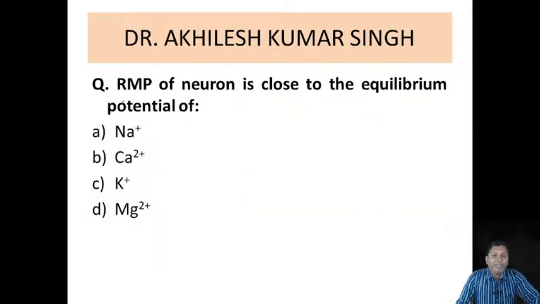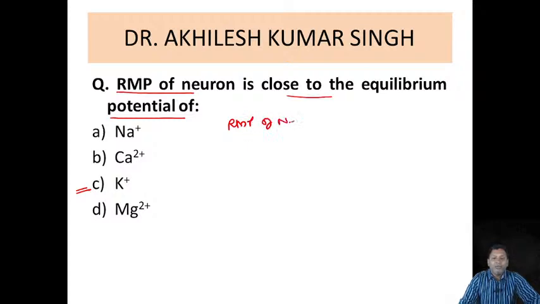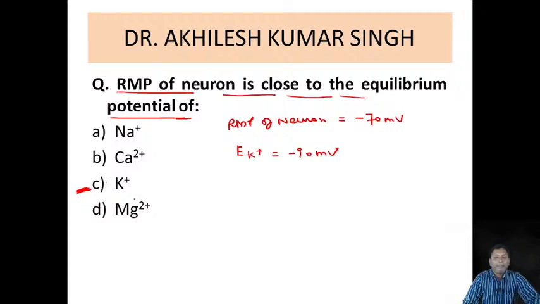Now another question which has been asked many times in the exam: the RMP of the neuron is close to the equilibrium potential of, right, so remember this. So the answer here is the potassium ion, and also remember RMP of this neuron is minus 70 millivolt and the equilibrium potential of the potassium is minus 90 millivolt. So this RMP of the neuron is close to the equilibrium potential of the potassium ion. Remember these two things here.